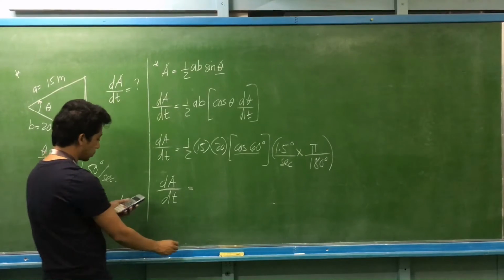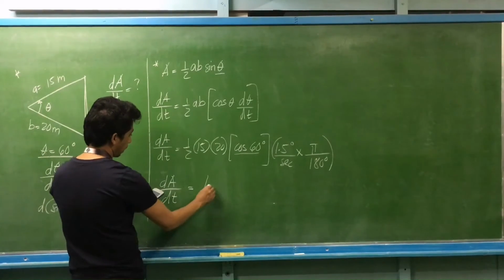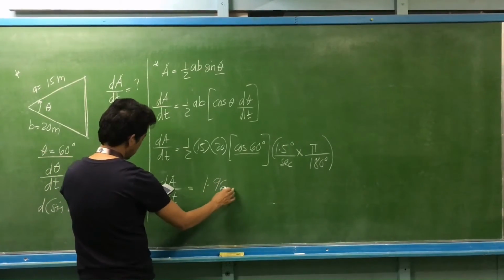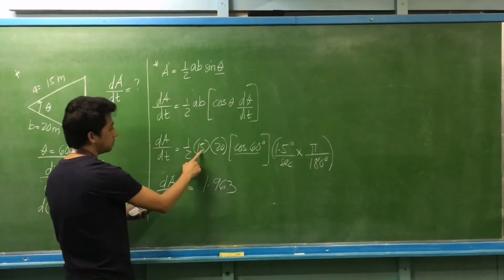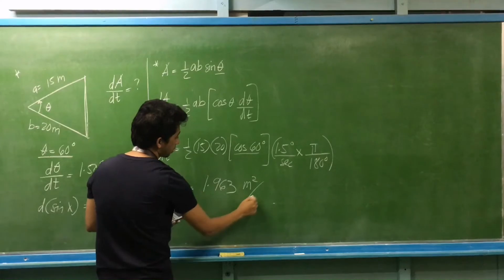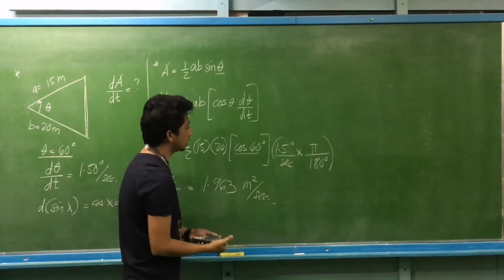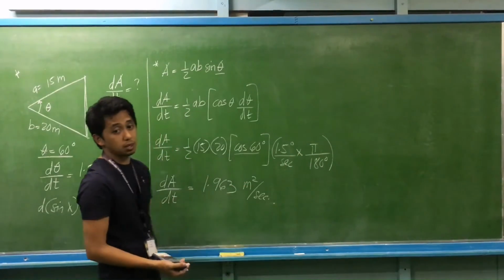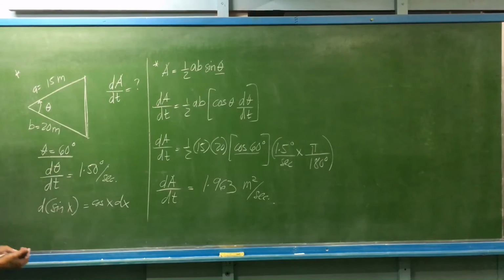So the area is increasing or changing at the rate of 1.963. Take note, this is square meter per second. Take note that radian unit is the same as unitless. So it's the rate of change of the area.